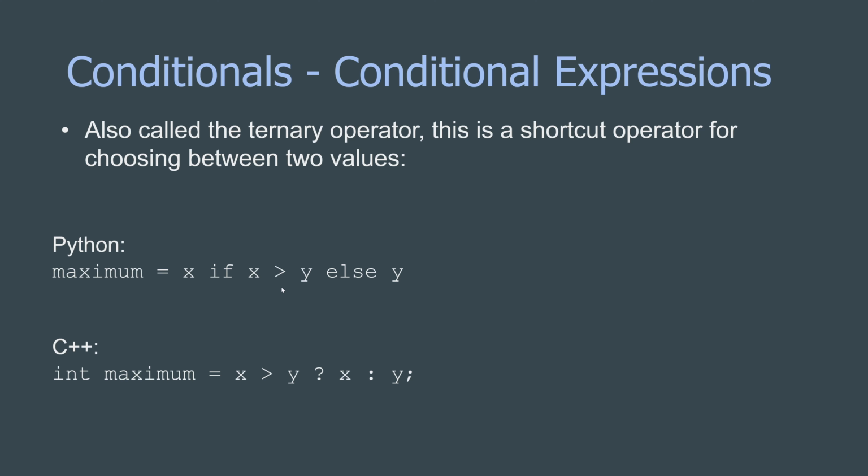Let's read it out in English how it works in Python. This is the exact same statement in Python. You don't have to declare a variable, but this is just a normal assignment statement. And we're just saying the maximum should be equal to x if x is greater than y. Otherwise, the maximum should be y. And so this reads a lot like an English statement, right? I'm saying the maximum is x if x is greater than y. Otherwise, it's y.